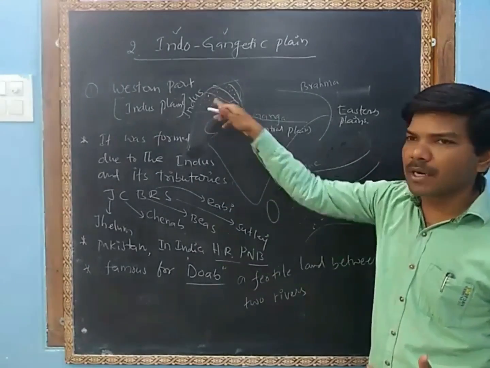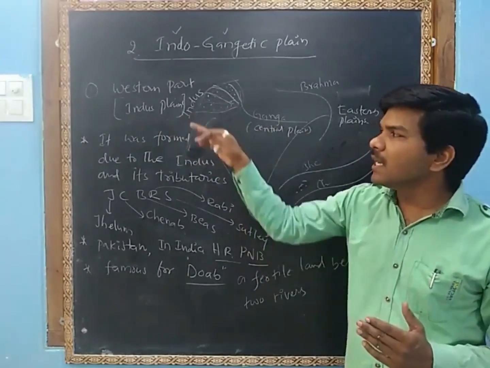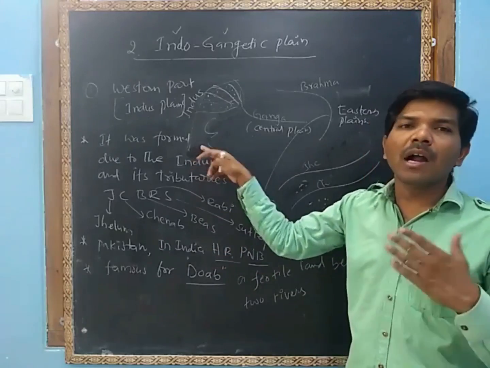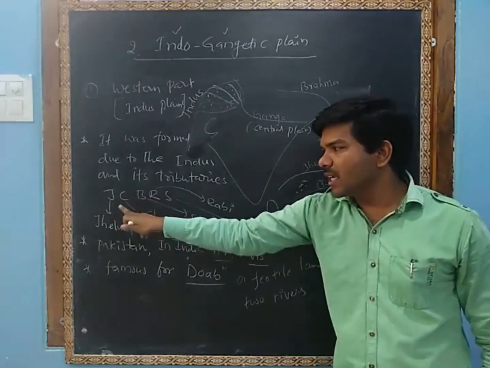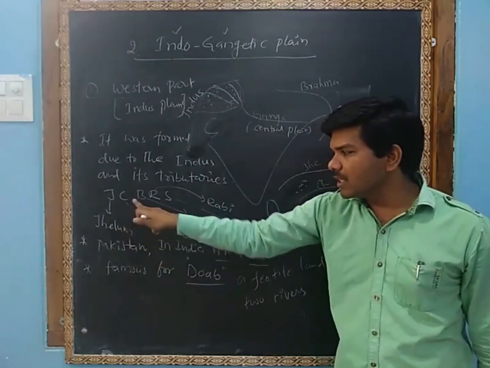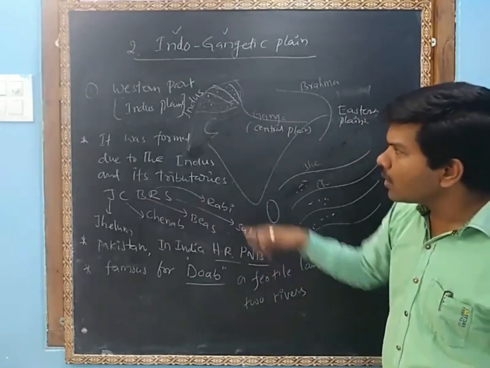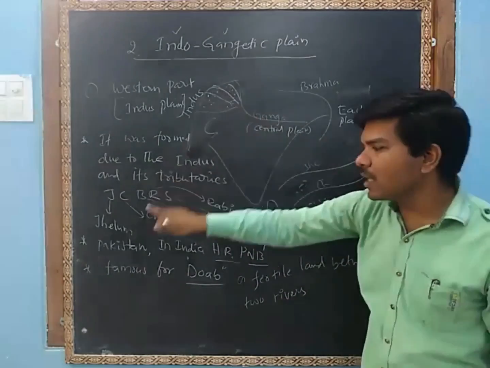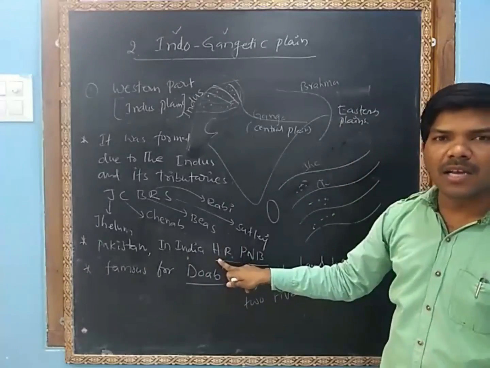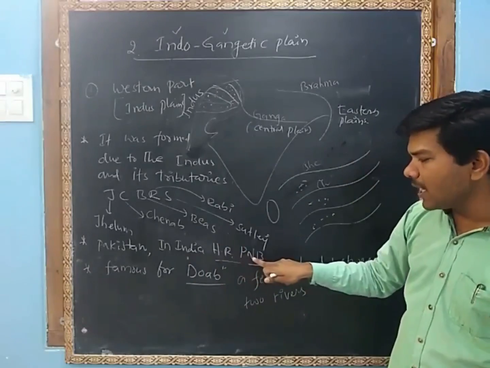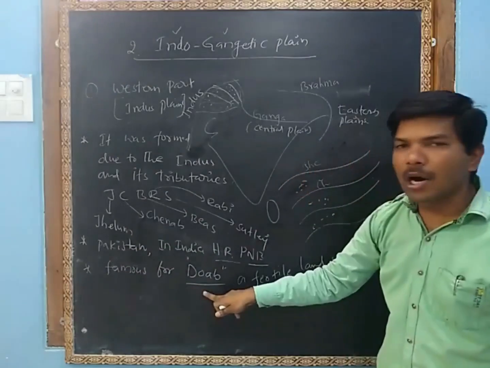Let me recap. The western plains are also called the Indus plains because they were formed due to the Indus river and its tributaries, the JC brothers: J means Jhelum, C means Chenab, B means Beas, R means Ravi, S means Sutlej. Most of these western plains are in Pakistan, and a little part is in India, in Haryana and Punjab. This western part is very famous for Doab.